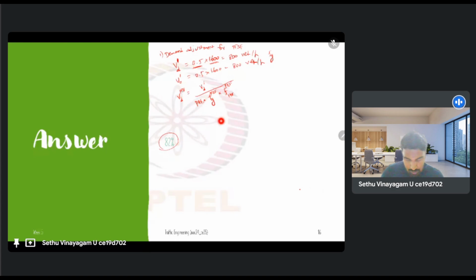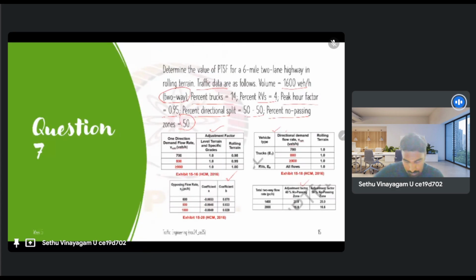For that, let's go back and see the table. This is the table which gives us the FG value, Exhibit 15-60 from HCM 2016. What do we need? We need to know the type of terrain, whether it is level terrain or rolling terrain. That is one input. And the second is the directional demand flow rate. Here you have to remember that this is not the original demand but the demand flow rate, which means we have to consider the peak hour factor and adjust it to get the demand flow rate. Based on that and the terrain, we will get the adjustment factor.